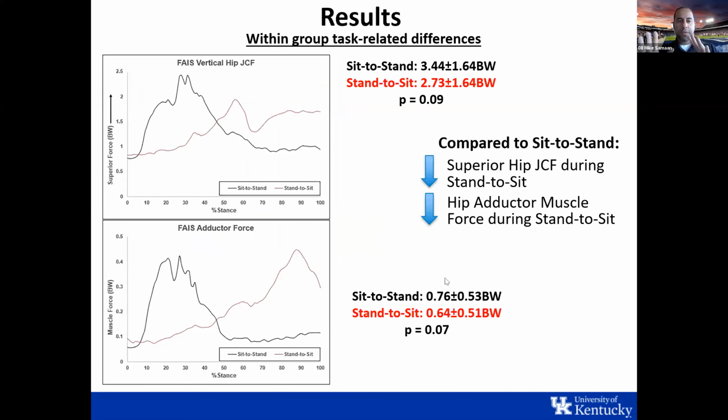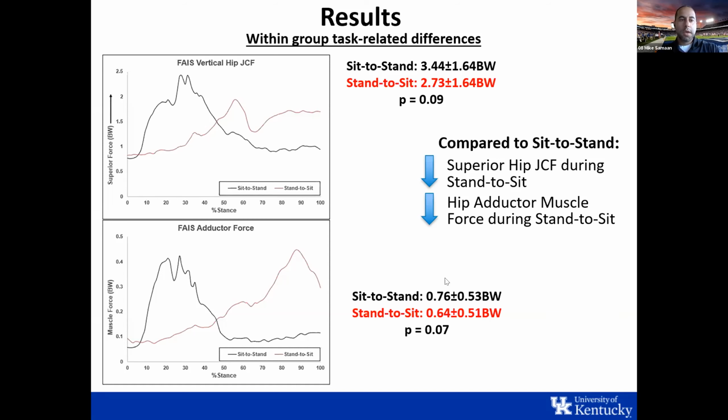But when we look at the within group differences, what we found was that within the FAIS patients, these patients exhibited, and these were trends, so they're potentially just underpowered right now, during the stand to sit task, a lower vertical hip joint contact force, so less superior contact force, as well as a trend towards less hip adductor muscle force during the stand to sit task.